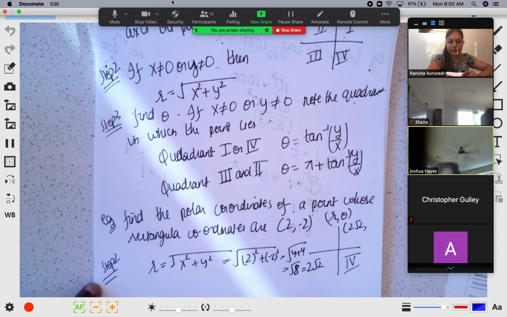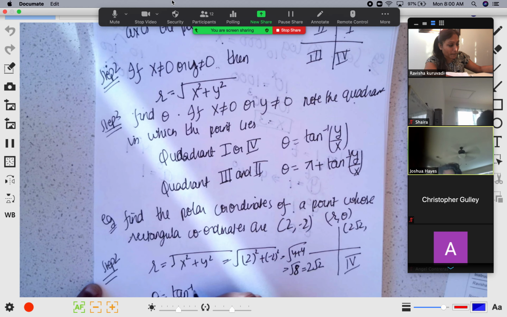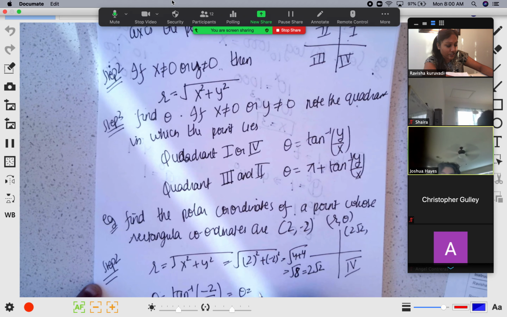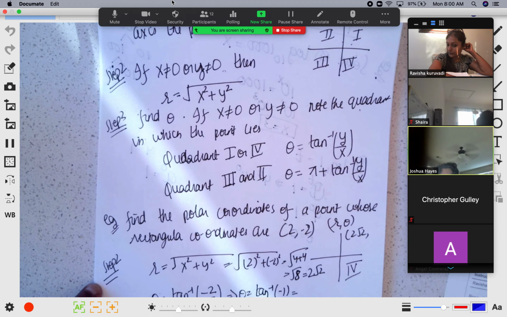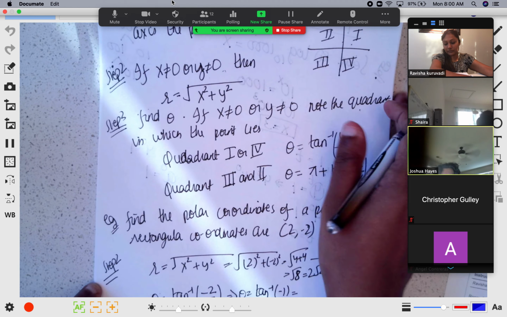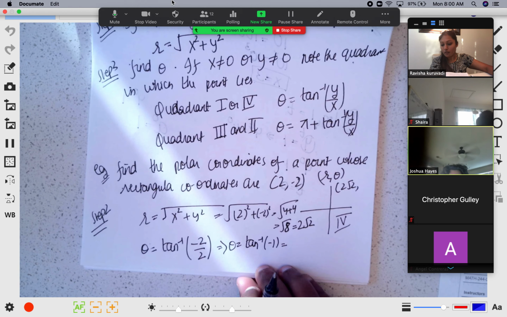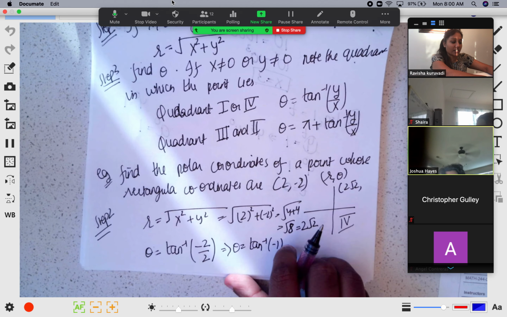How would you find your theta? Since it's in quadrant 4, theta equals tangent inverse of y over x. What's your y? Negative 2. So negative 2 over 2, which is negative 1. So theta is equal to tangent inverse of negative 1. What is tangent inverse of negative 1?